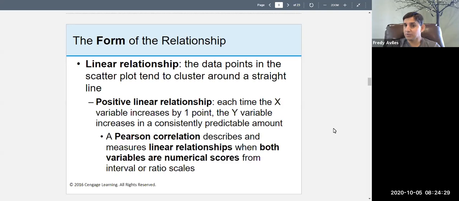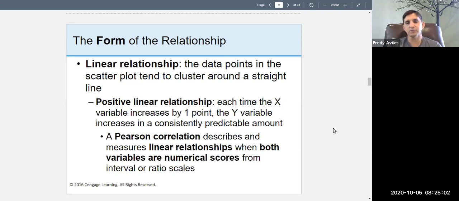If X decreases by 1 point, then Y would decrease by a certain amount, okay? That's a positive linear relationship. It's just the kind of relationship you guys have been learning about, where the points cluster around a straight line, okay? Now, we measure that with what's called a Pearson correlation. A Pearson correlation describes and measures linear relationships when both variables are numerical, right? When both variables can be measured with a number, okay? Which is the easiest case, right? That's the easiest way to determine relationships.